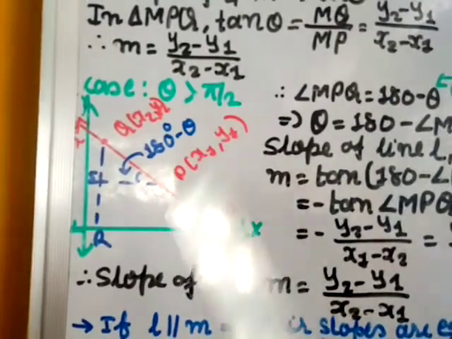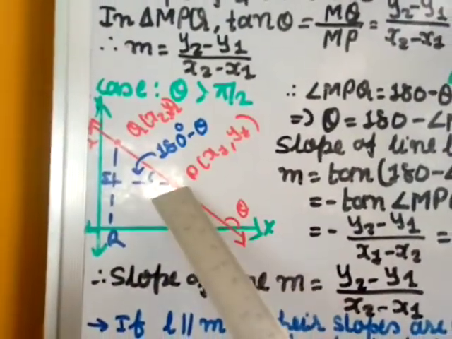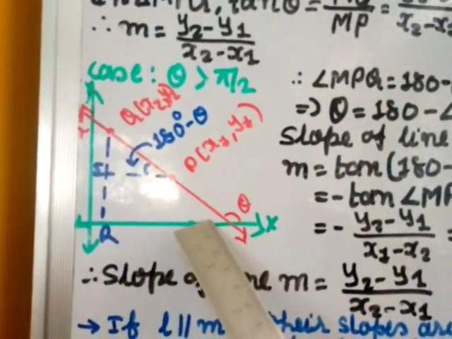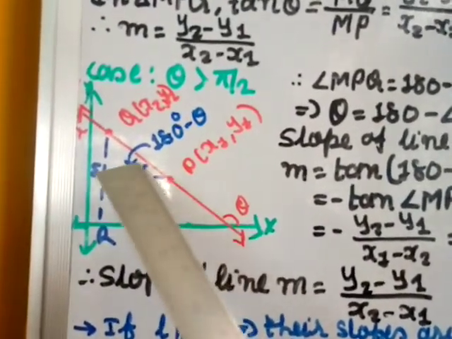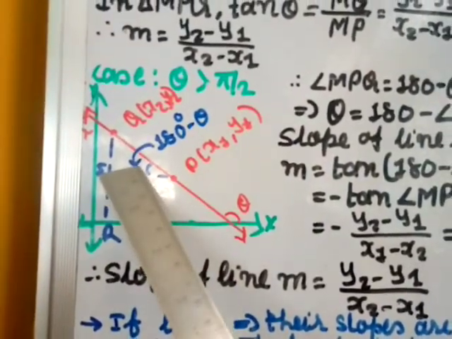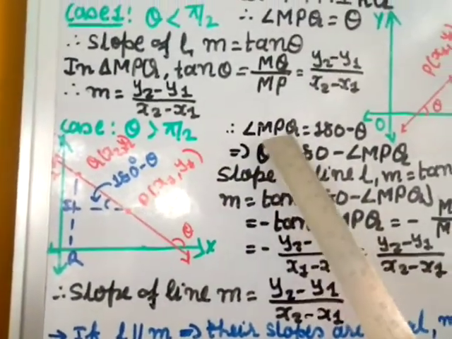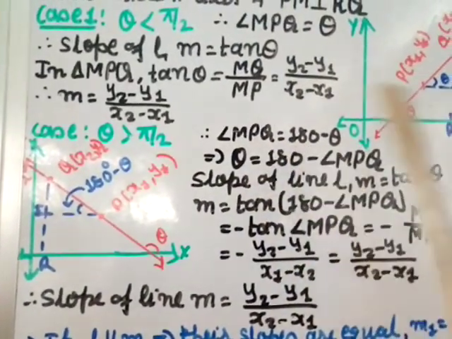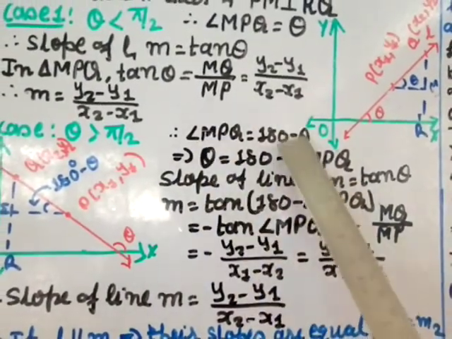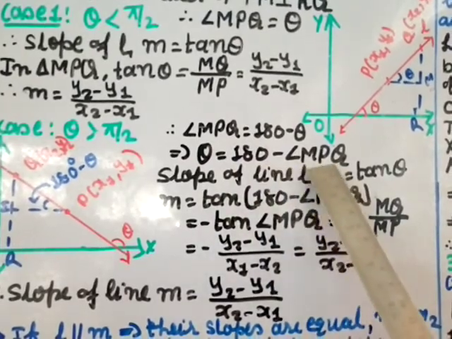And construction is the same as before, that you draw from Q perpendicular to x-axis and from P perpendicular to QR. If this is theta, this is 180 minus theta. So this theta and this angle is equal. So if this is 180 minus theta, this also will be 180 minus theta. So this is the angle MPQ equal to 180 minus theta. Minus theta transfer over here becomes plus, and this you transfer over here. So we get theta equal to 180 minus angle MPQ.